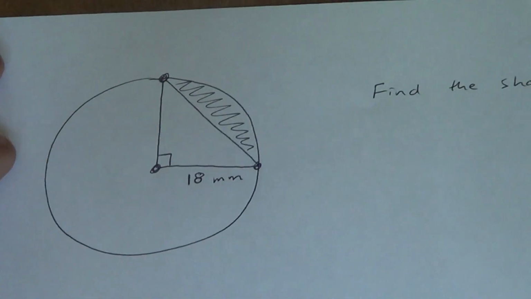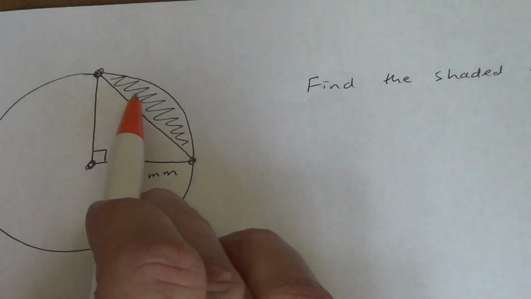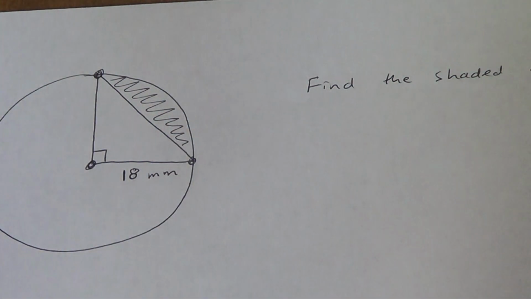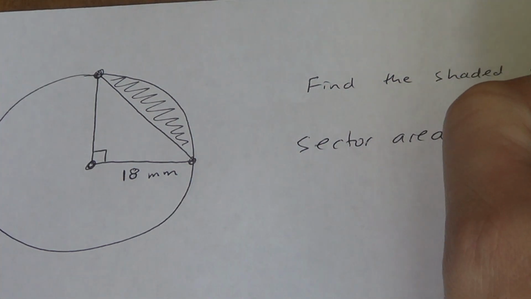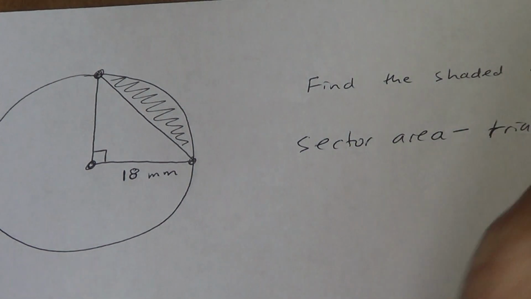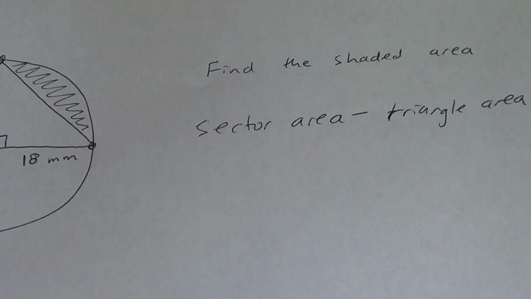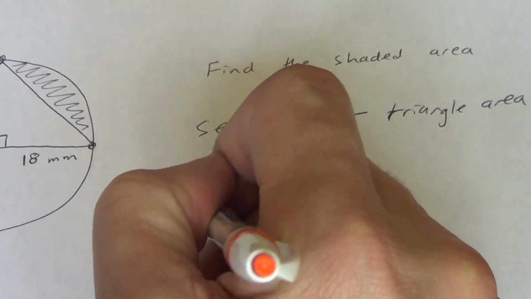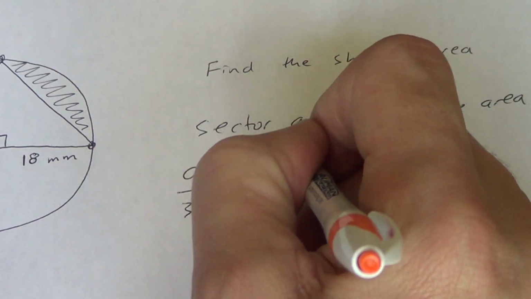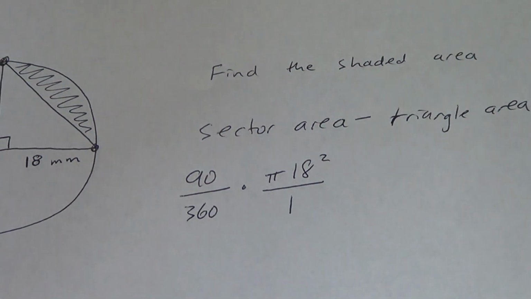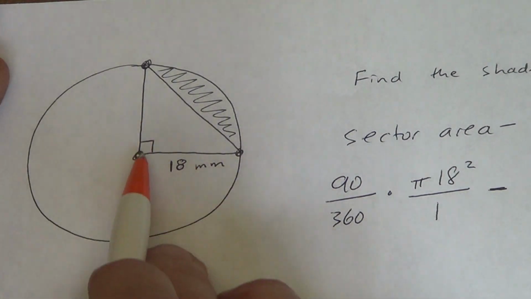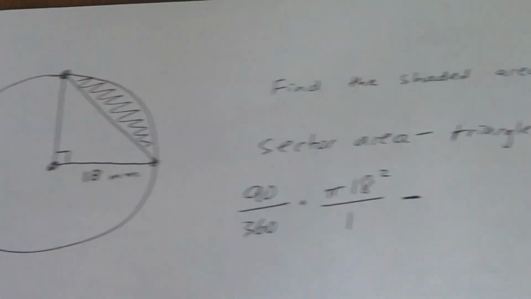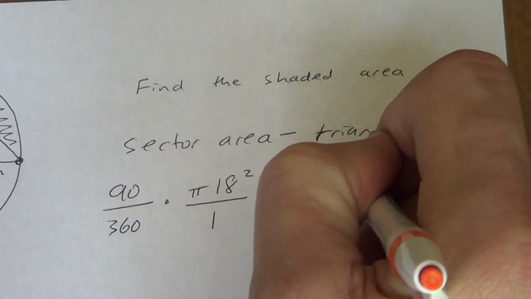I don't know. All right, 2 left. Find the shaded area. Remember, this is called a segment. Our formula for a segment was sector area minus triangle area. So sector area, arc measure 90 over 360 times pi r, which is 18 squared over 1, minus my triangle base, 18 times height, also 18. Remember, radius never changes. So 18 times 18 over 2.